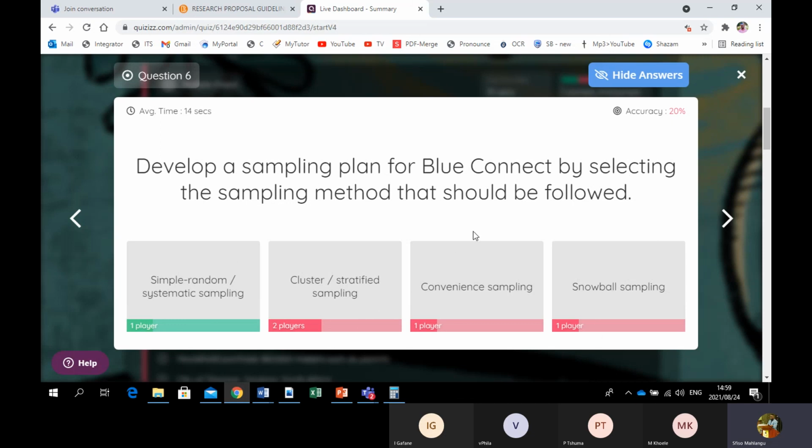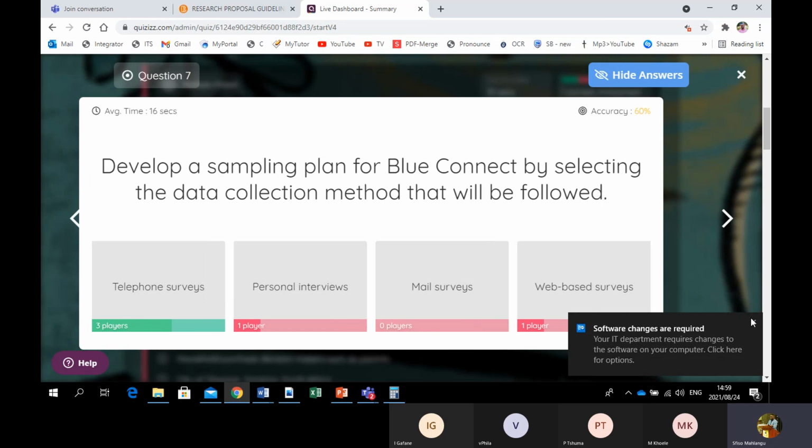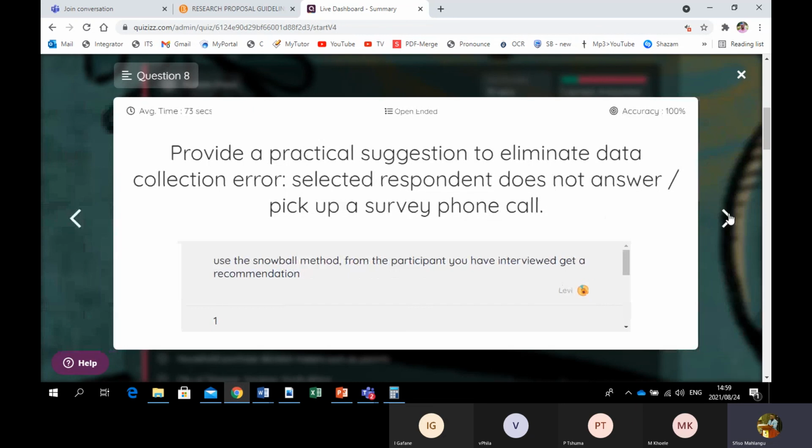We cannot use convenience because these are non-probability. We cannot use snowball, it's non-probability. So we must choose a probability method there. It's not cluster because they are not in groups. The data collection method, 60% accuracy, that is good.